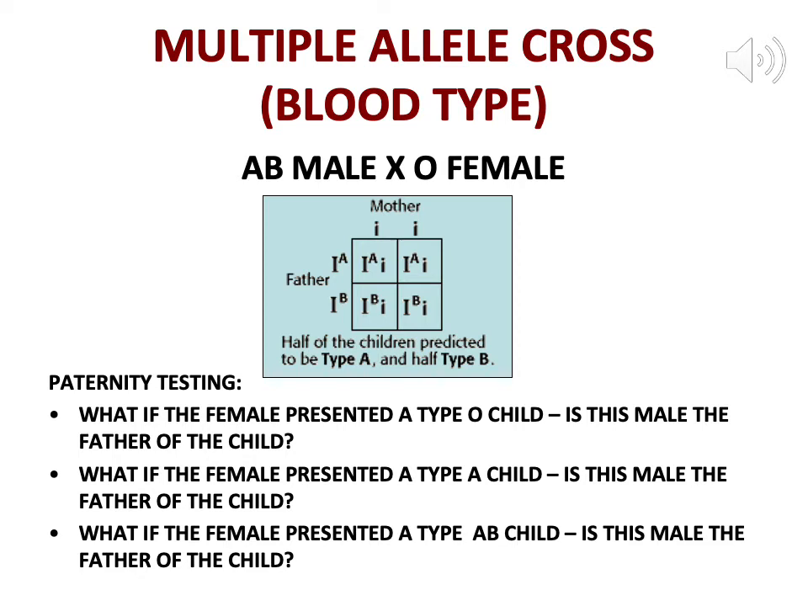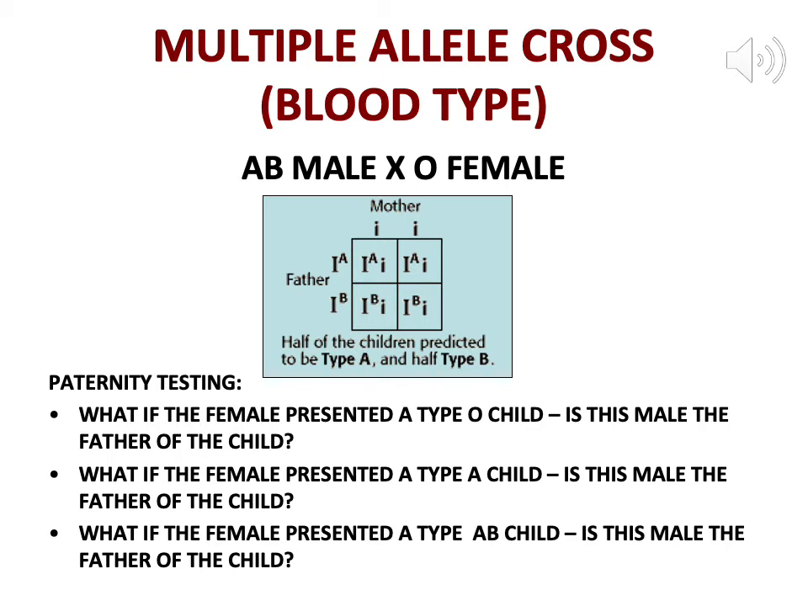Now, there's one very important point I'm going to make before we do this, and that is blood typing can disprove paternity, but blood typing cannot prove paternity. That's a very important idea. Blood typing can disprove paternity, but it cannot prove it. Let's take a look at an example here. I've got a male who has type AB blood. I've got a female who's got type O blood. And this female accuses the AB male of fathering her child.